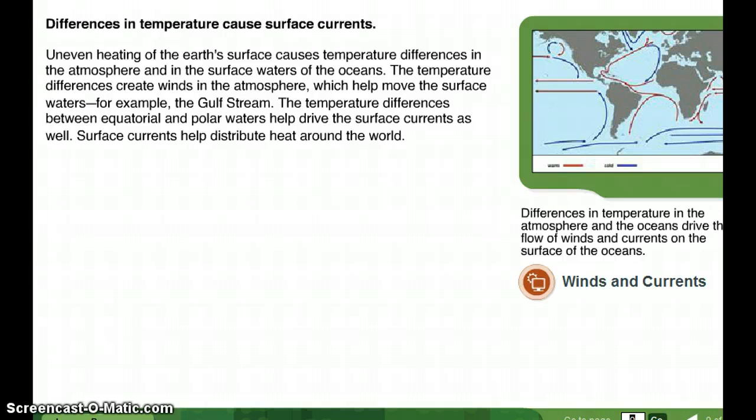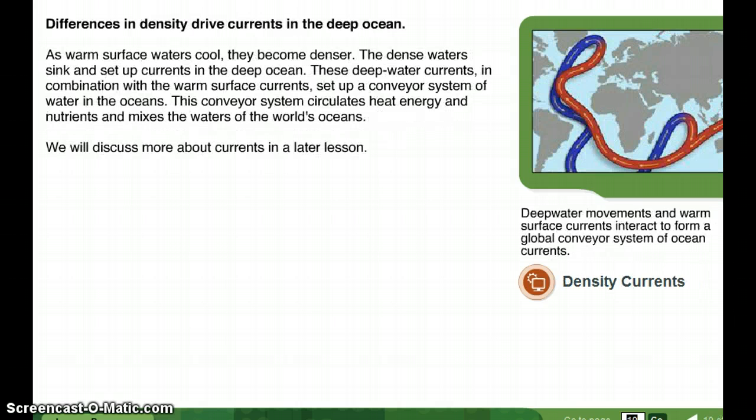Differences in temperature cause surface currents. Uneven heating of the Earth's surfaces causes temperature differences in the atmosphere and in the surface waters of the ocean. The temperature differences create winds in the atmosphere, which help move the surface waters, for example, the Gulf Stream. The temperature differences between equatorial and polar waters help drive the surface current as well. Surface currents help distribute heat around the world.